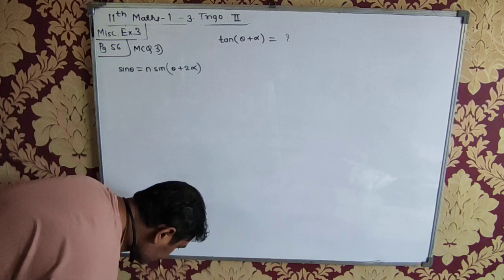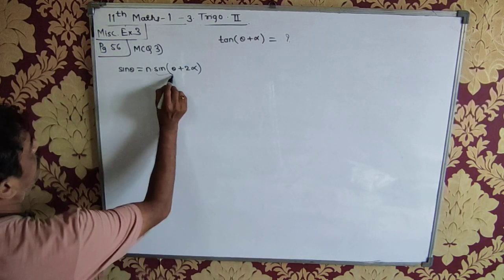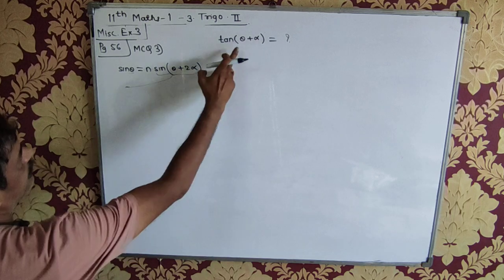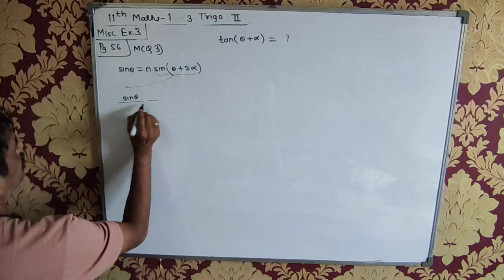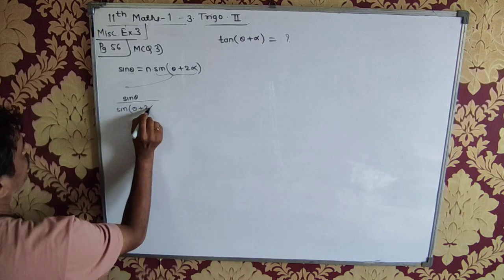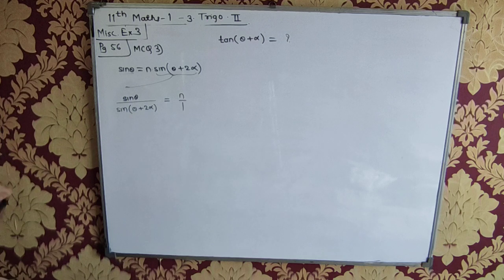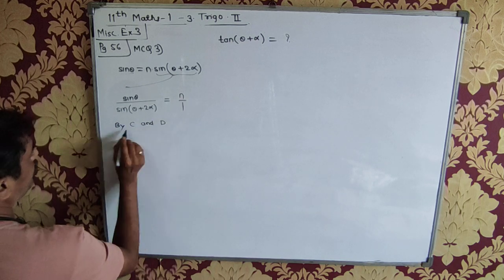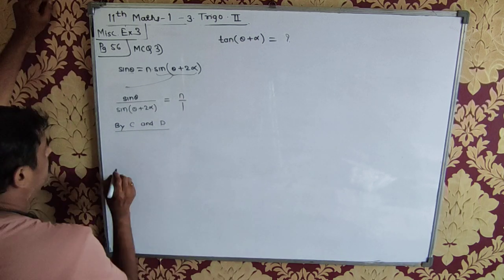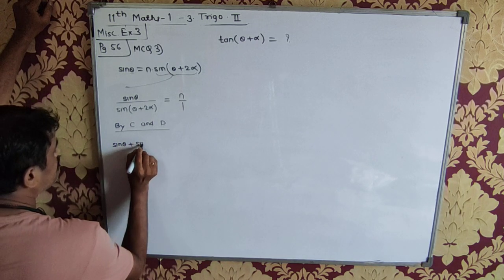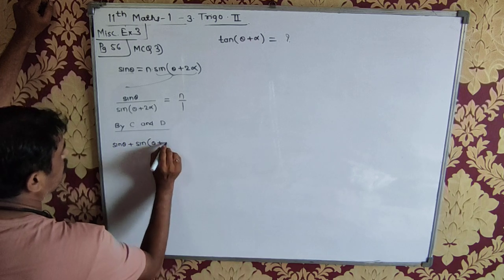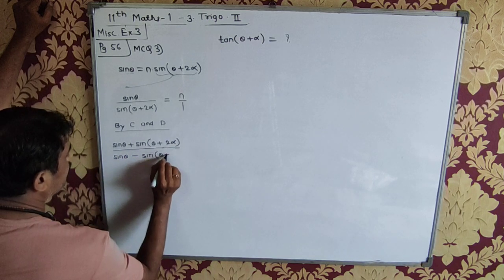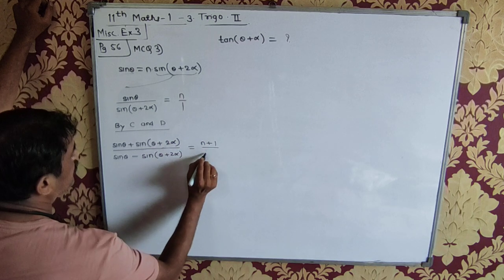What I'll do here is, this goes here, so what will happen? This is given and we have to find out sin theta upon sin of theta plus 2 alpha, which is equal to n upon 1, right? By componendo and dividendo, tell me: sin theta plus sin of theta plus 2 alpha, divided by sin theta minus sin of theta plus 2 alpha, is equal to n plus 1 upon n minus 1.